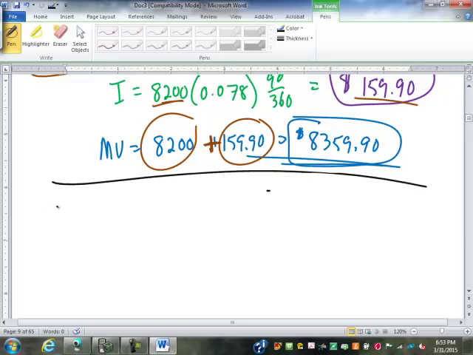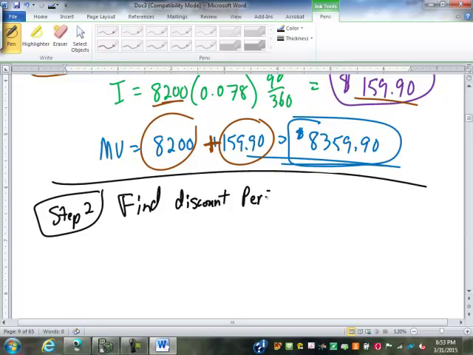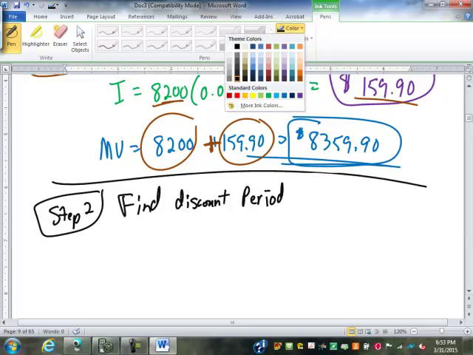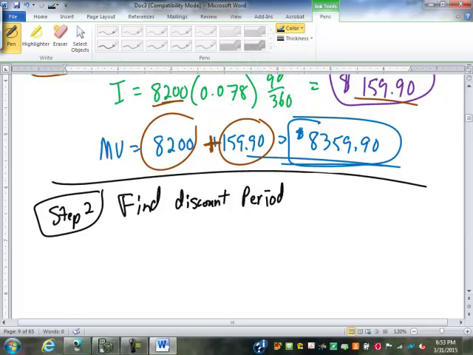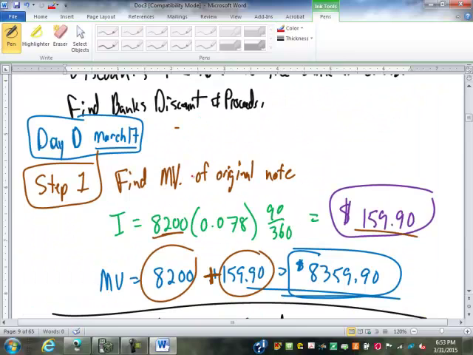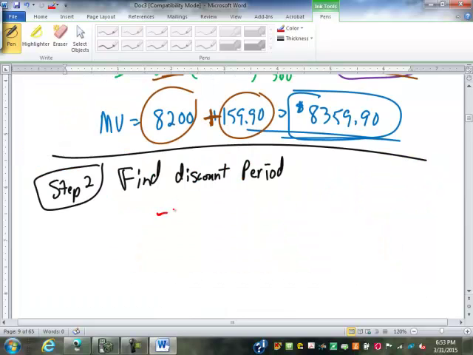So, step 2 is to find the discount period. Now, the last one I did where I just said, day 91 and 120 days, that was fairly easy. 120 days minus day 91. These are a lot easier for people to screw up. We're going to start out with the calendar, the day list in your book. We have March 17th and April 21st. March 17th is what? 76. April 21st? 111. So you subtract it, you get 35 days.